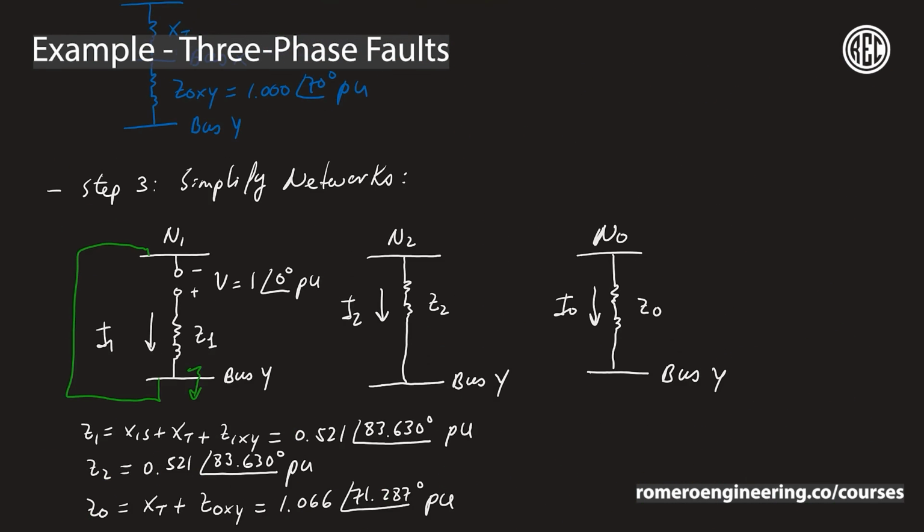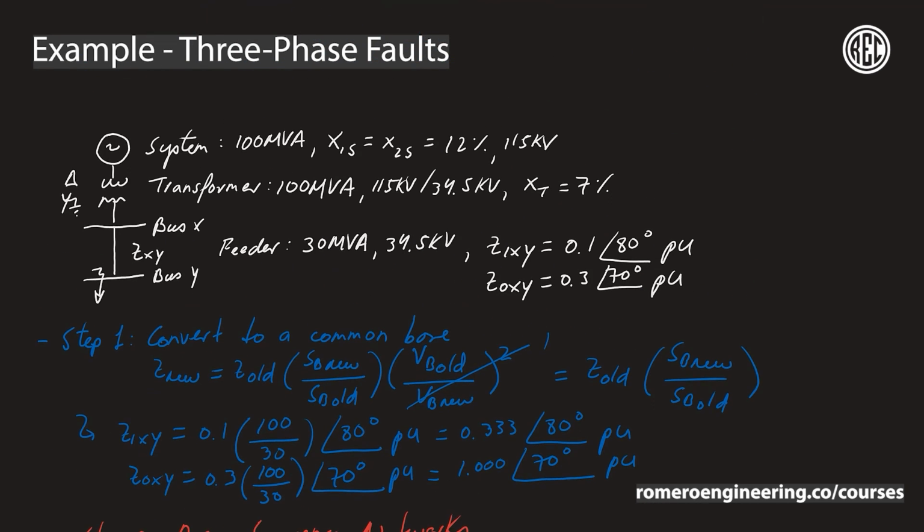All right, so in the next few lectures, we're going to take a look at this same system as an example, but we're going to calculate the fault current for a line-to-line fault and a line-to-ground fault.